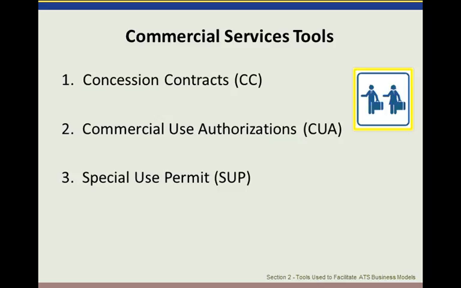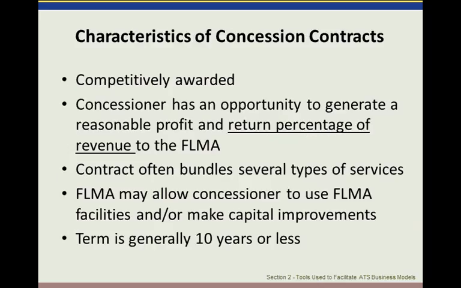So we talked to you about commercial services being one of the four main business models. Within commercial services, there are three primary contracting tools. The first being a concessions contract, which we talked briefly about earlier. There are commercial use authorizations, and then special use permits. So we'll talk about concessions contracts.